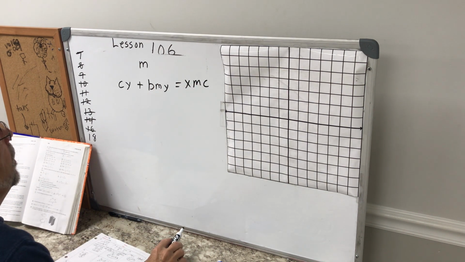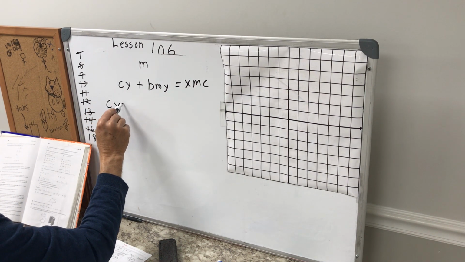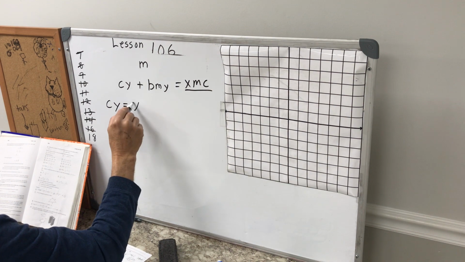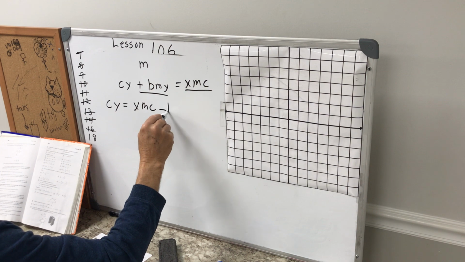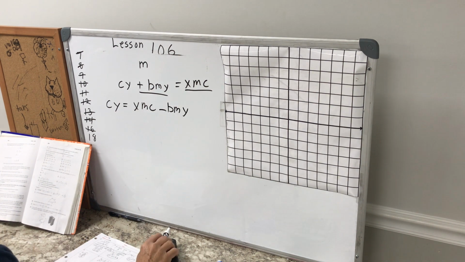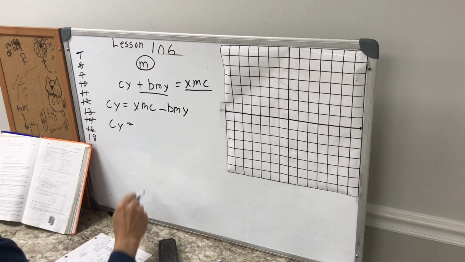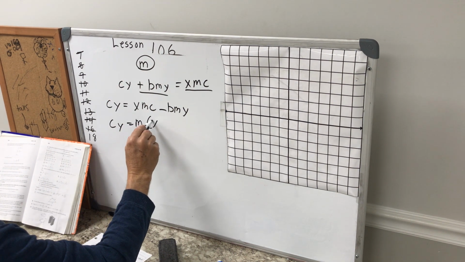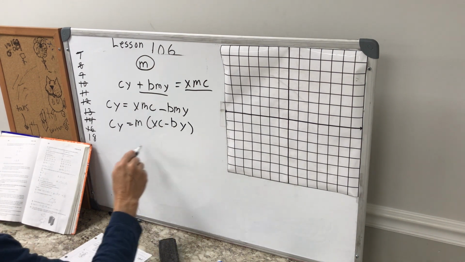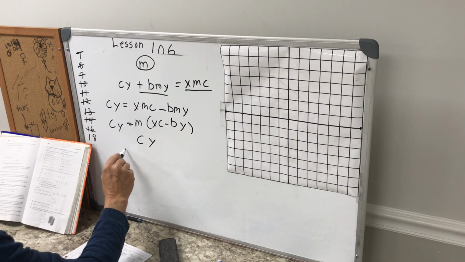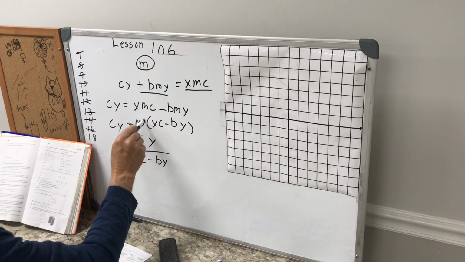Solving for M. To get rid of that, get them all on the same side. I'll rewrite it. CY equals XMC. Put that on the other side. It's going to be a negative BMY. CY equals, we're solving for M, so I'll factor it out. XC negative BY. Just rewrite it. That underneath, XC negative BY, is what M equals.